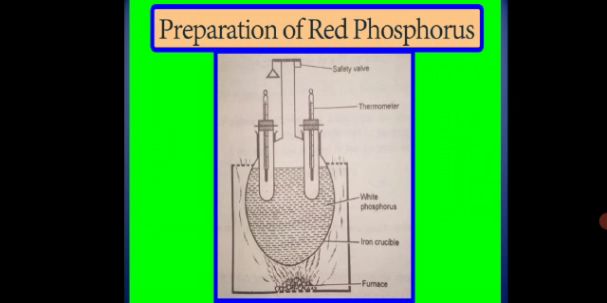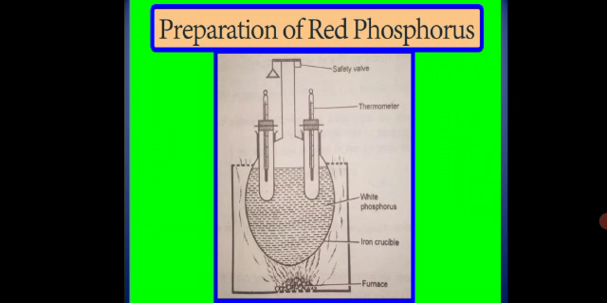A small amount of iodine is also added. Iodine accelerates the transformation of white phosphorus into red phosphorus. Very important, note this point. What is the use of iodine there? It accelerates the transformation of white phosphorus into red phosphorus, as a catalyst.